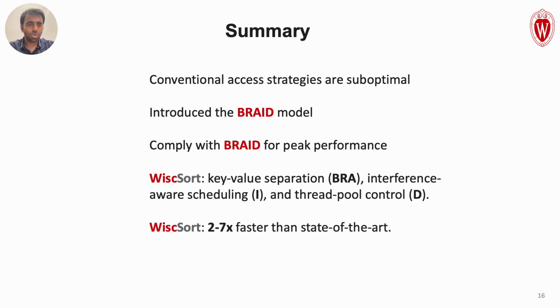In summary, we showed that conventional access strategies are suboptimal for data-intensive applications. So we introduced the BRAID model and showed how complying with the BRAID model provides peak performance. We introduced WisSort and 3 mechanisms: key-value separation, interference-aware scheduling, and thread pool controlling, and showed WisSort can perform 2 to 7x faster than state-of-the-art approaches.